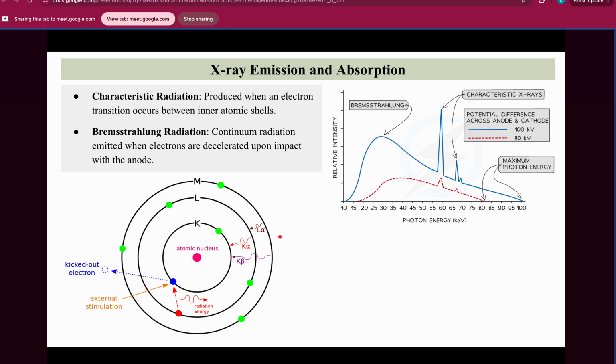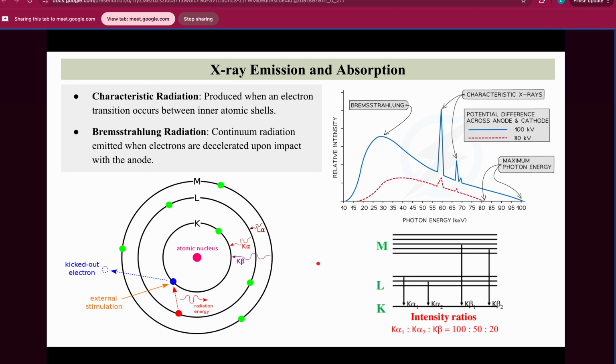Always keep this in mind: an electron won't go from an inner shell to an outer shell when an electron is kicked out. So the movement will only happen towards the inside, from M shell to L shell, and from L shell to K shell, or from M directly to K shell, which will be K beta. In X-ray diffraction, we are mostly interested in K alpha radiations because they are of high intensity. K beta are slightly lower in intensity.